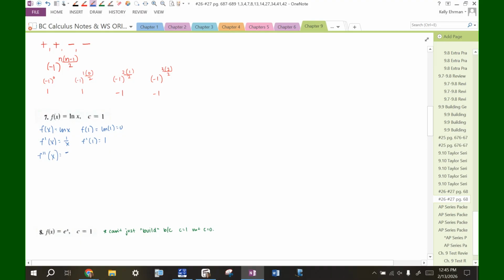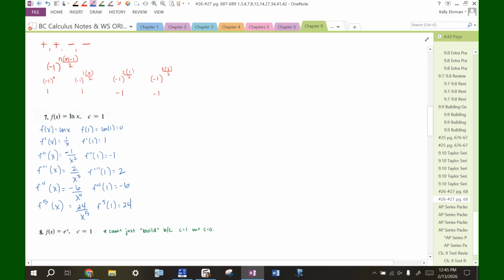The second derivative is going to be negative 1 over x squared. So f double prime of 1 will be negative 1. F triple prime is back to positive 2 over x cubed. So f triple prime at 1 is 2. The fourth derivative is negative 6 over x to the fourth. Put 1 into that, you get negative 6. I'm just going to do one more. 24 over x to the fifth. Fifth derivative at 1 is 24.